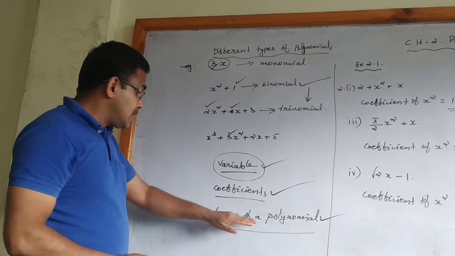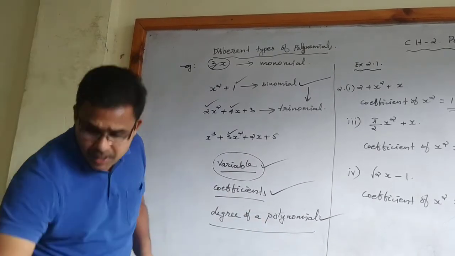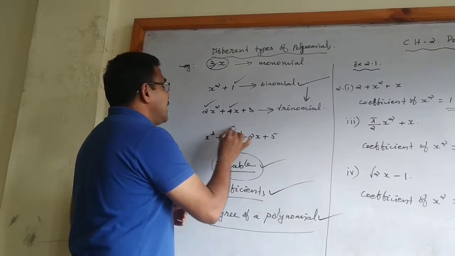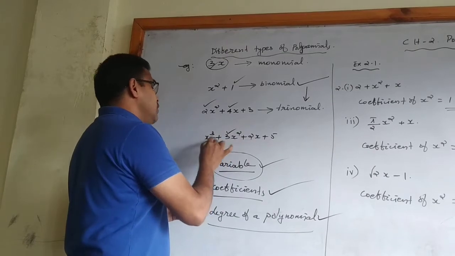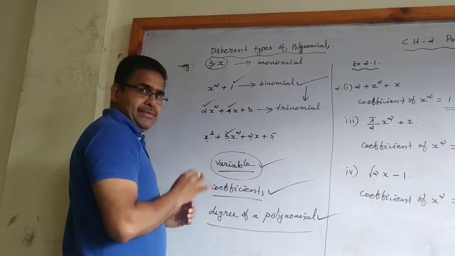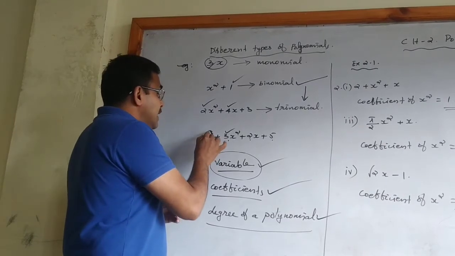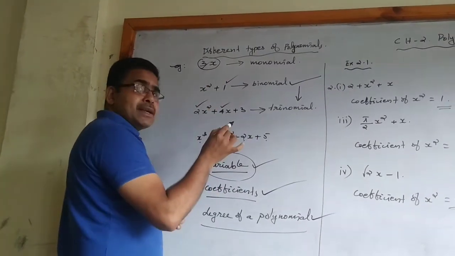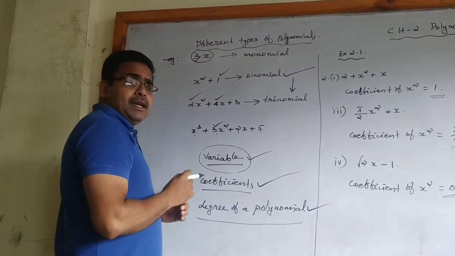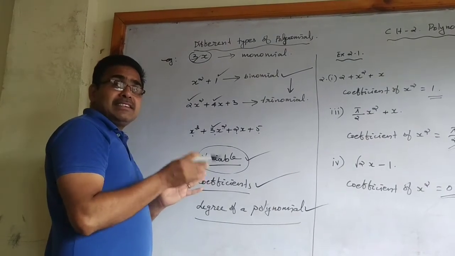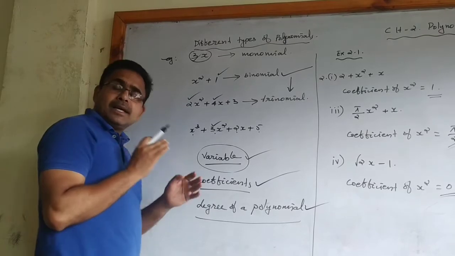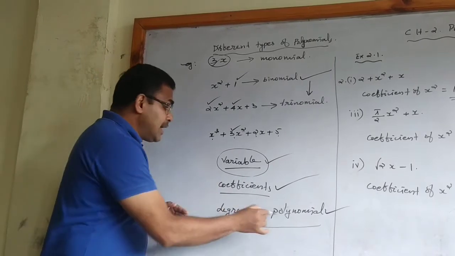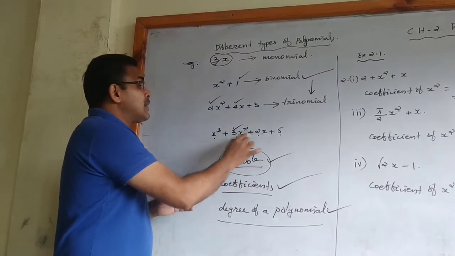Now we come to the third one, the degree of a polynomial. What is meant by the degree of a polynomial? For example, we write a polynomial x cube plus 3x square plus 2x plus 5. Here we can see the exponents of the variable: x cube, x square, x power 1, and here it is 0. In a polynomial, the greatest or highest power of its variable is called the degree of the polynomial.